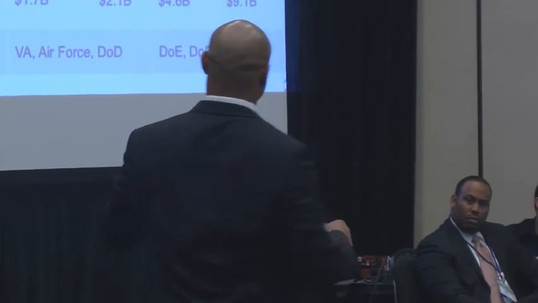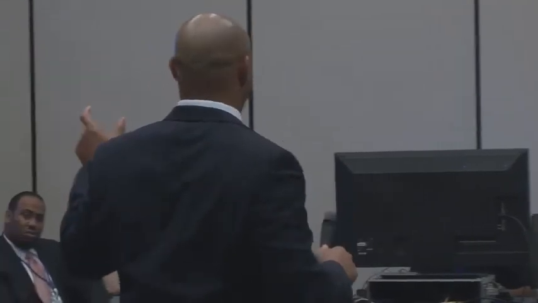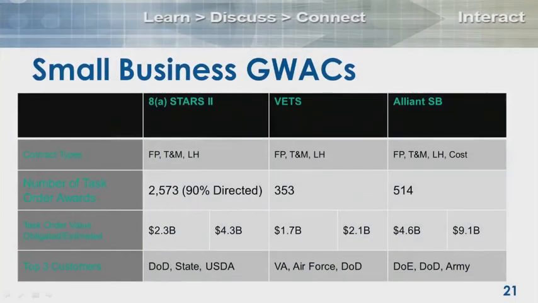Number of task order awards. 8A Stars 2 has done over 2,500 task order awards, or maybe I should say it like this: 2,500 task order awards have been issued against the Stars 2 GWAC since 2011. 90% of those are directed. So 90% of the time, people are issuing directed task orders without competition. Okay? Just to give you an idea how that GWAC is mostly being used. The other 10% are going to be over $4 million, and you have to provide fair opportunity.